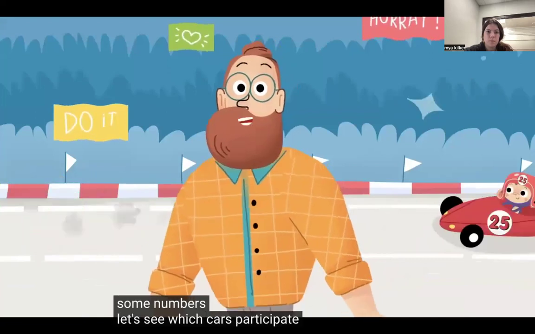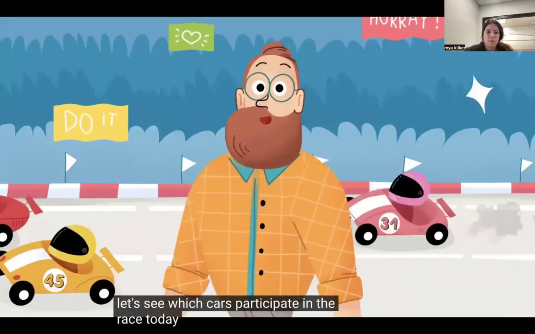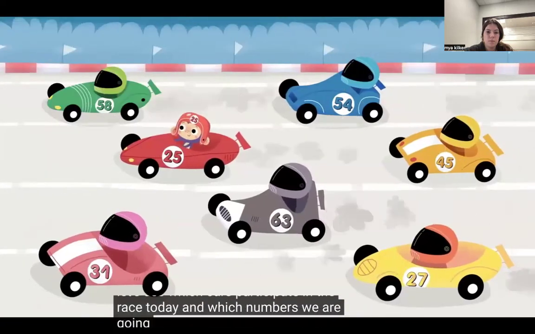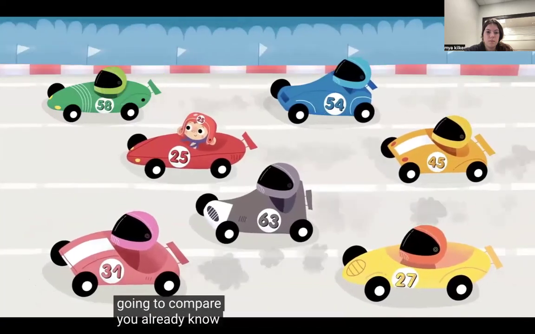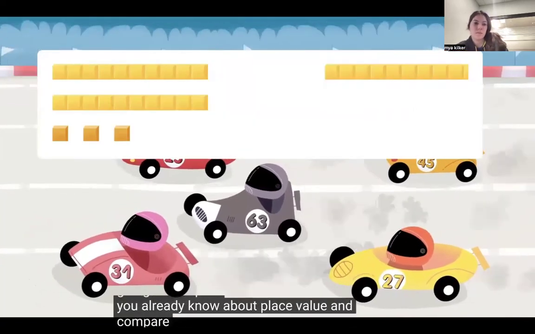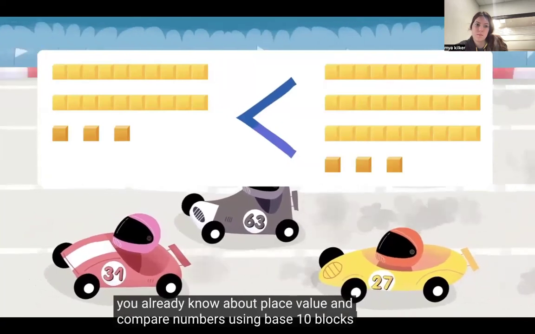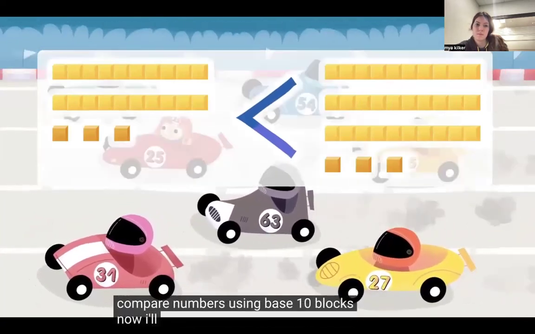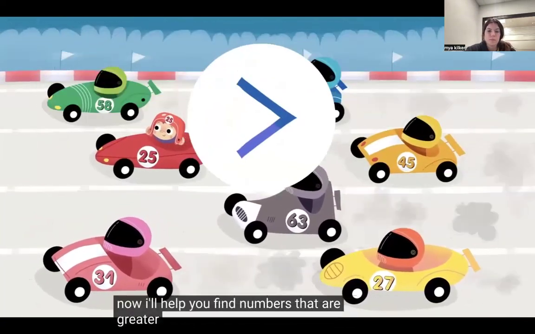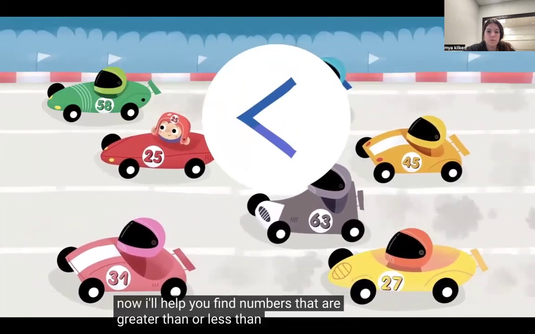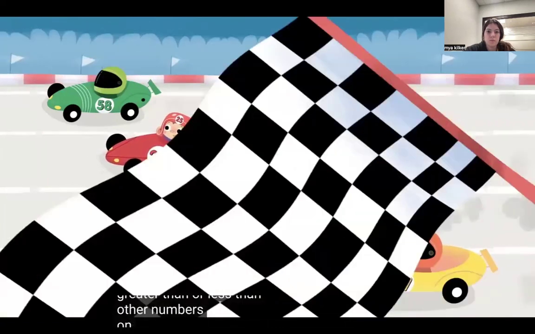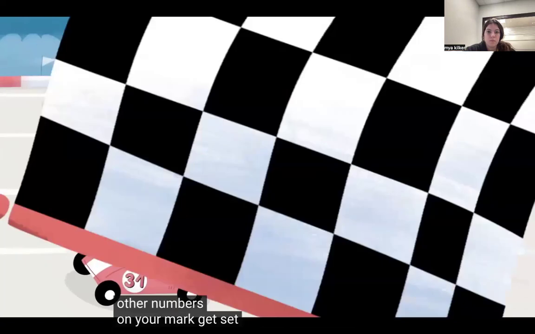Let's see which cars participate in the race today and which numbers we are going to compare. You already know about place value and can compare numbers using base 10 blocks. Now, I'll help you find numbers that are greater than or less than other numbers. On your mark, get set, go!